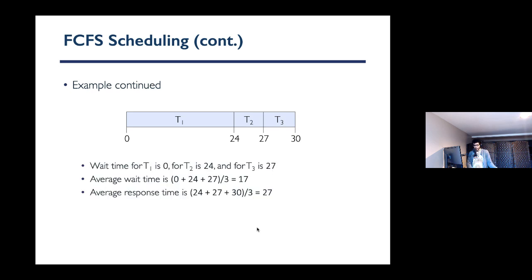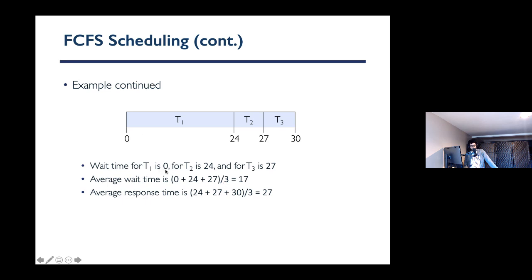Now, let's do some math. So what is the waiting time for T1? The waiting time is 0. What about T2? What is the wait time of T2? T2 waits for 24 time units. What is the wait time of T3? T3 waits for 27 time units. Now, what is the average wait time? Well, average wait time, we add each task's wait time and divide by 3. That would be 17. What is average response time?